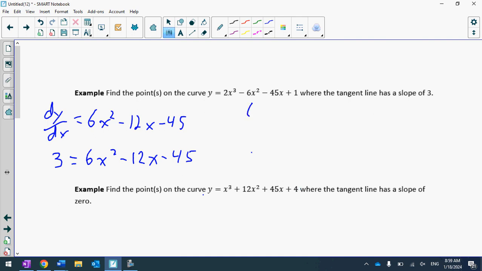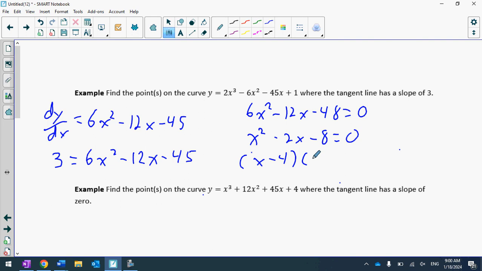So I'll set it to 0. 6x squared minus 12x minus 45 is minus 48 equals 0. I notice that everything in this equation is divisible by 6, so I'll do that next, and I get x squared minus 2x, take away 8 equals 0, and that factors to x minus 4 and x plus 2. And so we get two solutions here, x equals 4 or x equals negative 2. Those are the two locations where this cubic function would have an instantaneous rate of change of 3 or a slope of 3.